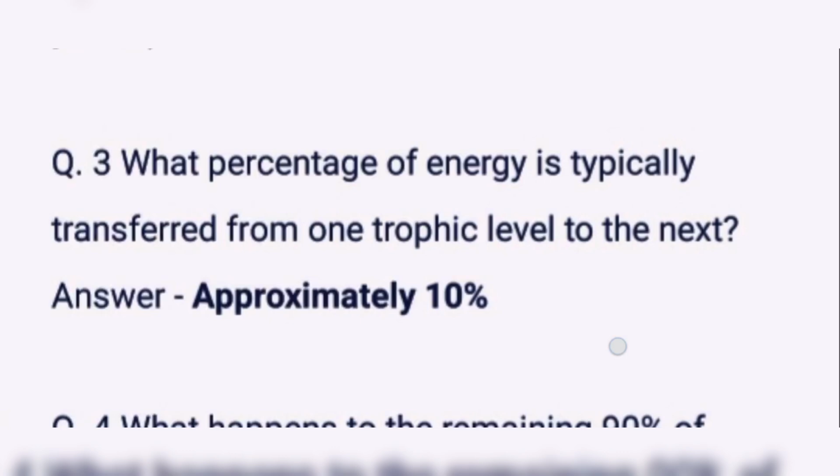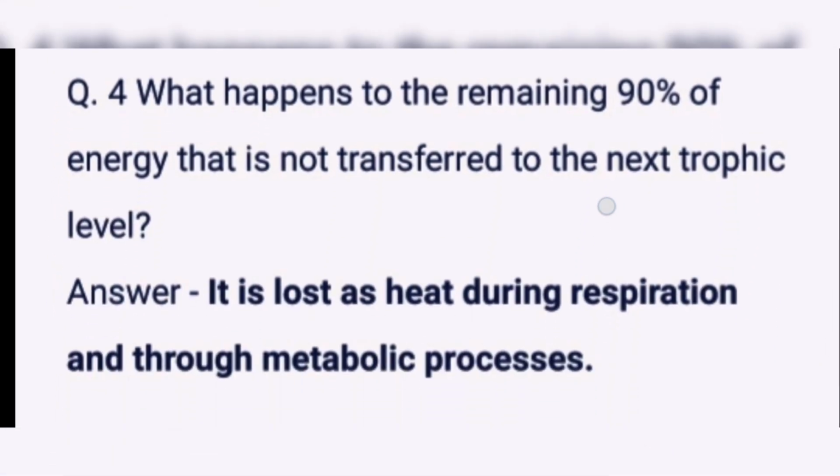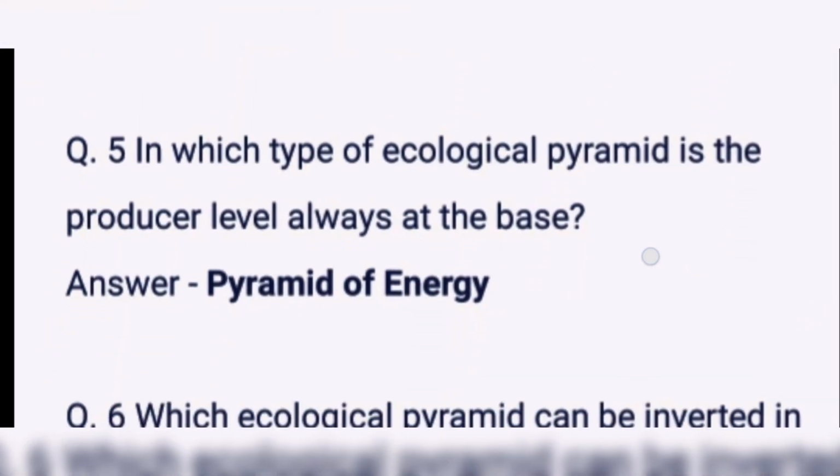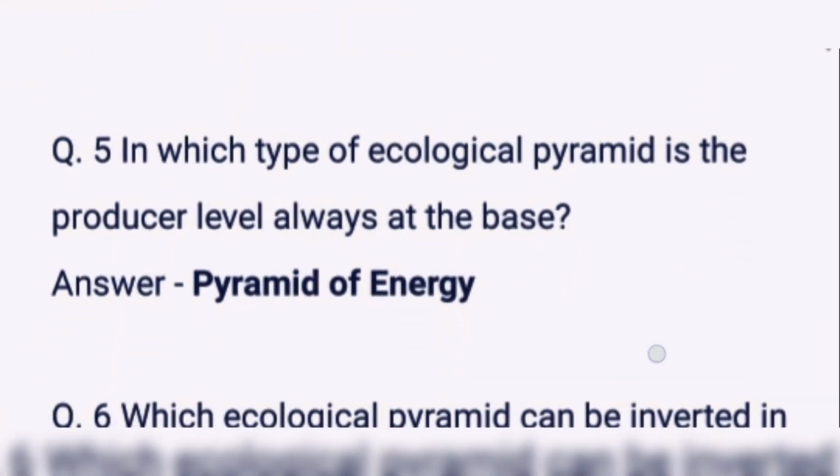What percentage of energy is typically transferred from one trophic level to the next? Approximately 10%. What happens to the remaining 90% of energy that is not transferred to the next trophic level? Answer is it is lost as heat during respiration and through metabolic processes. In which type of ecological pyramid is the producer level always at the base? Pyramid of energy.